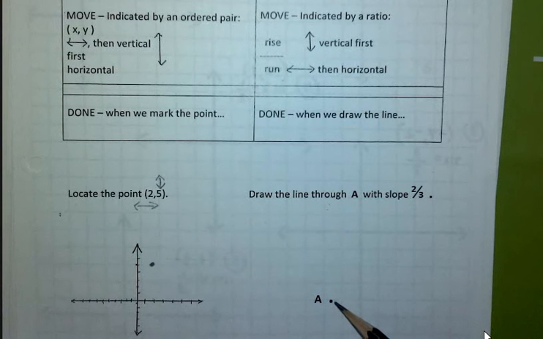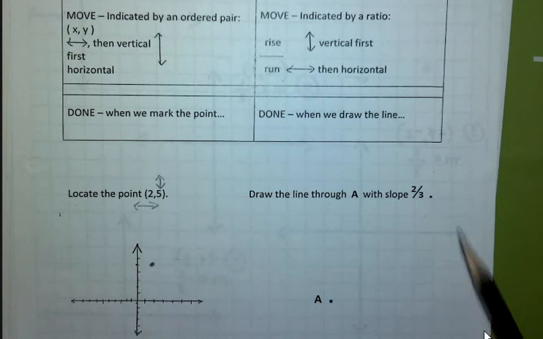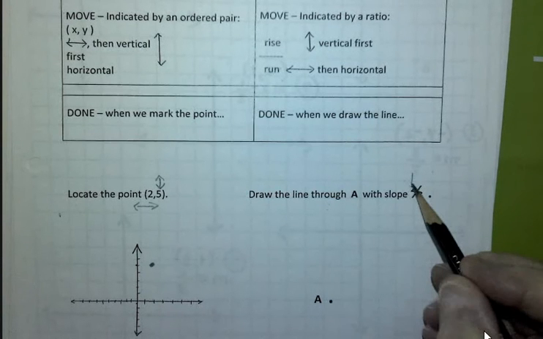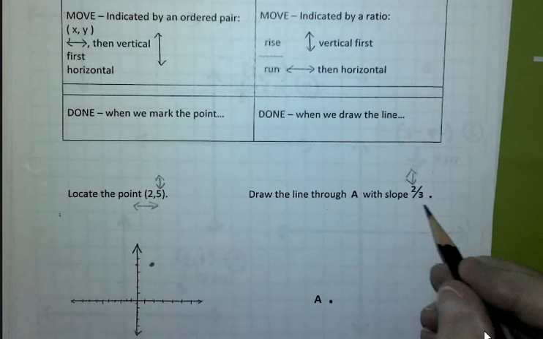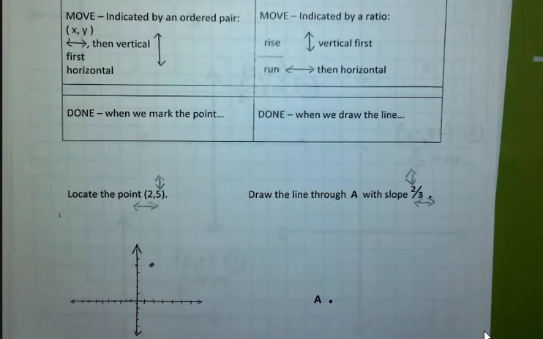From here, I'm going to take the directions that are given to me in the ratio 2/3. The 2 is going to be the rise, so that's my vertical movement, and the 3 is going to be the run. That's the horizontal movement. So starting at point A, I'm going to go up 2 and over 3, and I'm going to mark a point there, but I'm not done because I'm trying to draw a line.